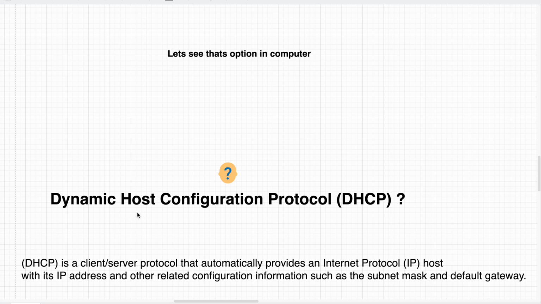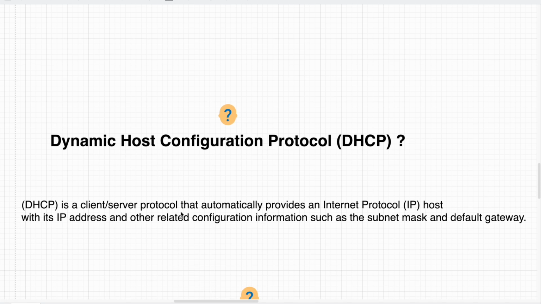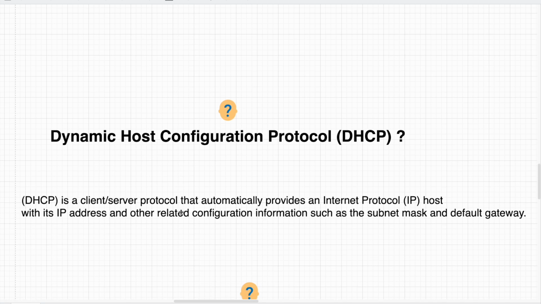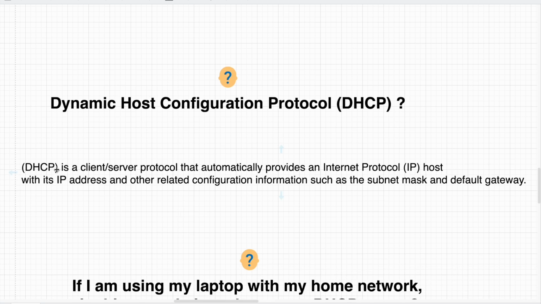DHCP, Dynamic Host Configuration Protocol, comes into the picture for creating this IP address. DHCP is a client-server protocol that automatically provides an Internet Protocol host with its IP address and other related configuration information such as subnet mask and default gateway.